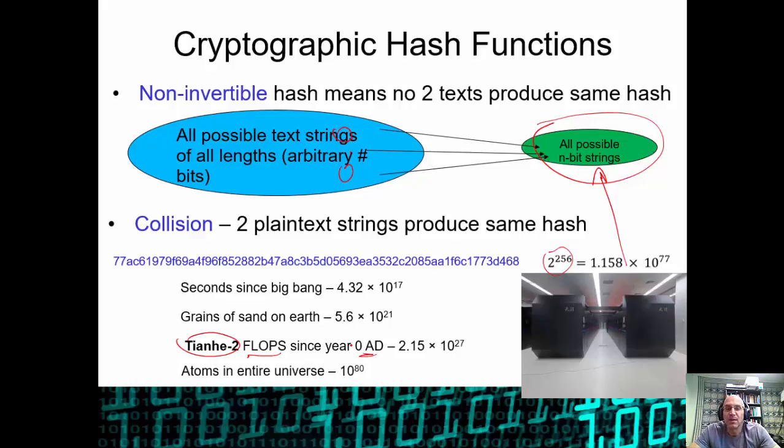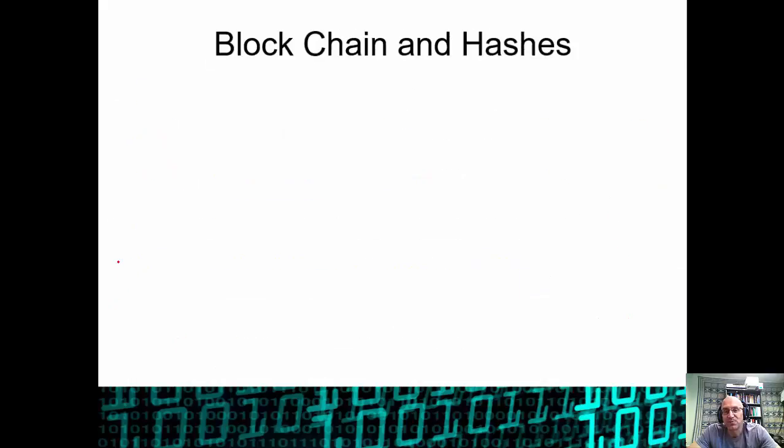And in fact, the only number that even comes close to that would be, if you look at all the atoms in the universe, that's estimated at about 10 to the 80. So that's the number of different possibilities you can have of just this simple 32-byte hash right over here.